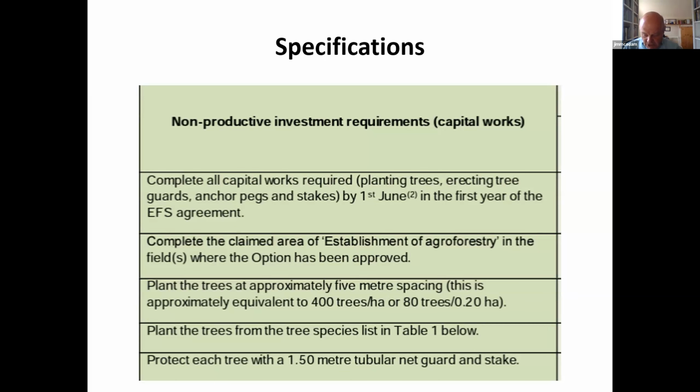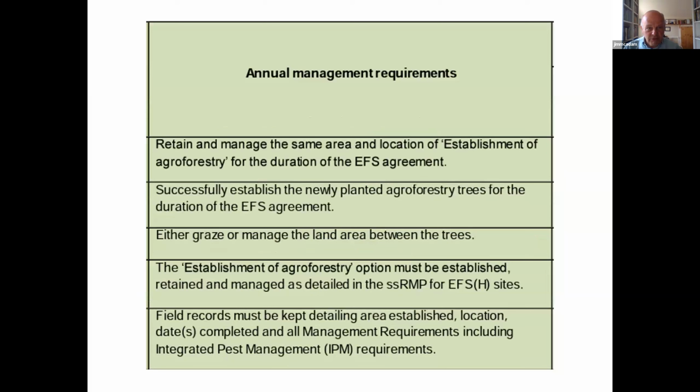And then there's a list given for trees to be selected from. I'll just come to that in a minute. Then there are annual management requirements. That was just getting the whole thing established. Then this is what the landowner, the farmer, has to do thereafter: retain and manage the area and successfully establish the trees for the duration of the agreement. That's 5 years, which is the first drawback in it, really. After 5 years, technically, you can just pull the whole lot out and you don't have to pay back your money because that's the end of the agreement.